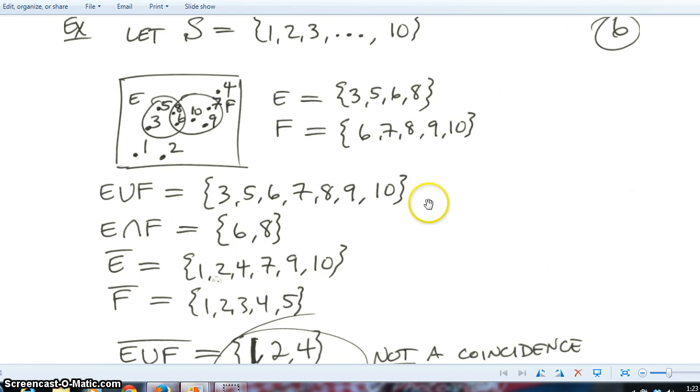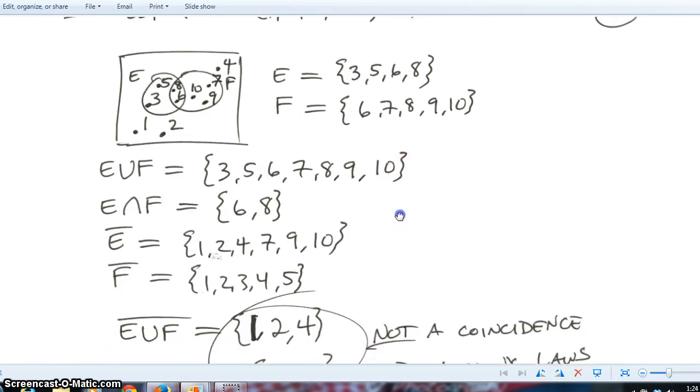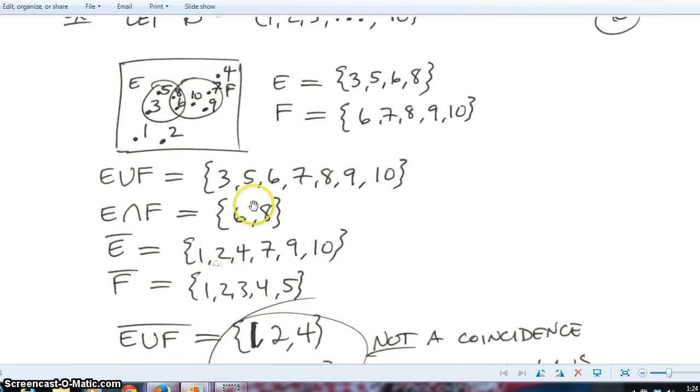Now, these are the basic events you can generate from E and F. But you can do other things as well. You can combine these in ways on top of each other. For instance, you could take E union F and ask, what's the complement of that union? So let's see. E union F complement. Well, if this is E union F here, what does not get in there? Who doesn't get in there? Well, we're missing 1, 2, and 4. So that's the complement of E union F.